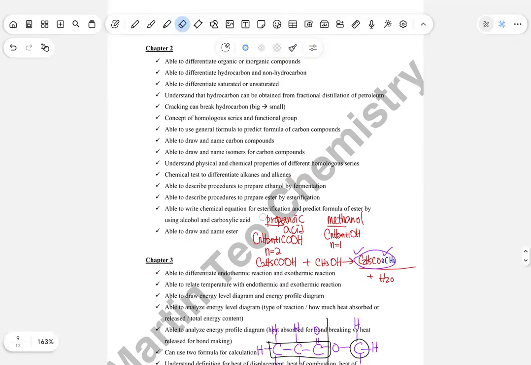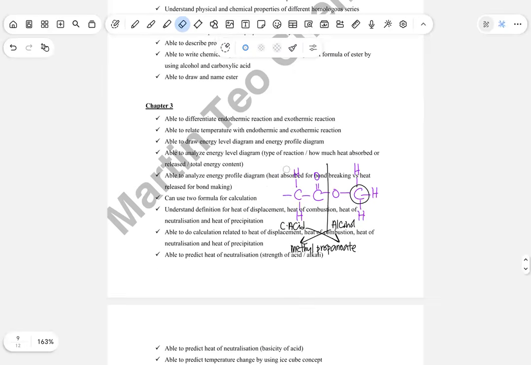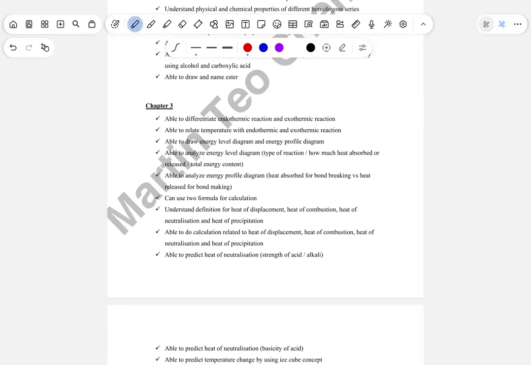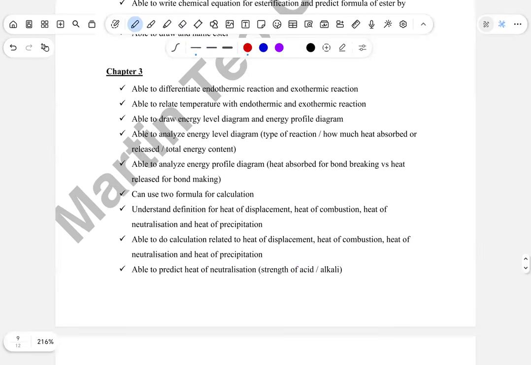I would like to talk a little bit about chapter 3. Chapter 3 will be tested almost every single year. Most of the time, they will ask in Paper 2 for sure. Normally, chapter 3 marks will be around 5 to 10 marks. Sometimes they ask in Section A, sometimes Section B or Section C, but they ask almost every single year.